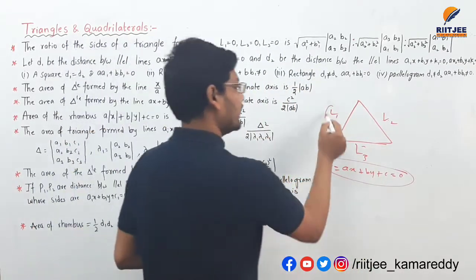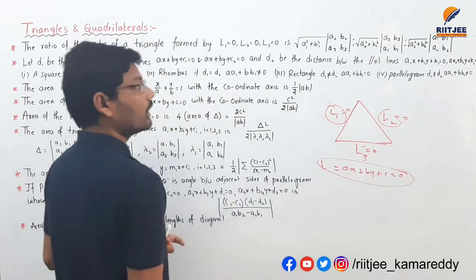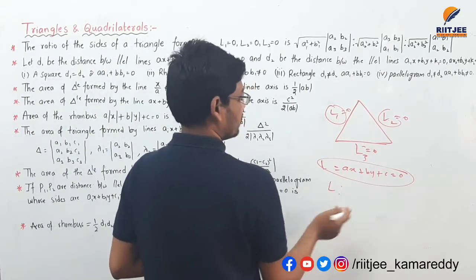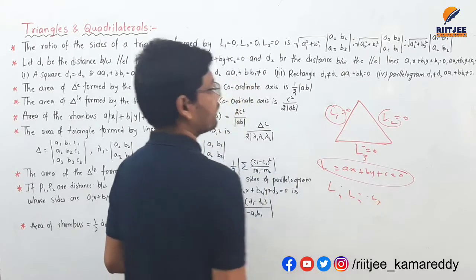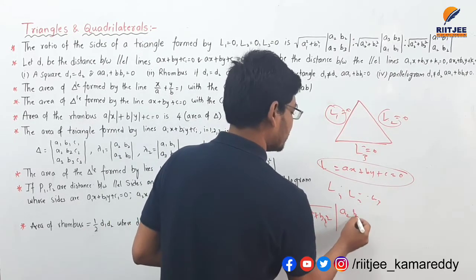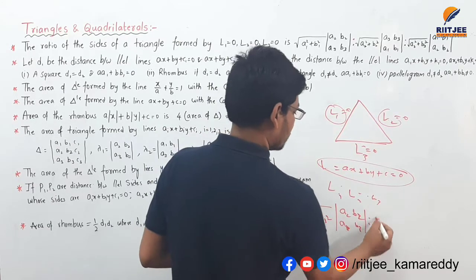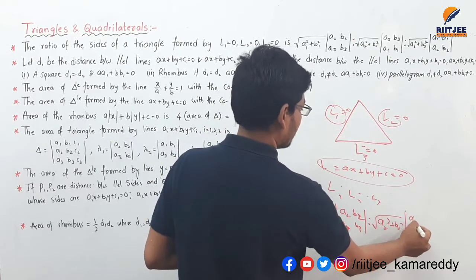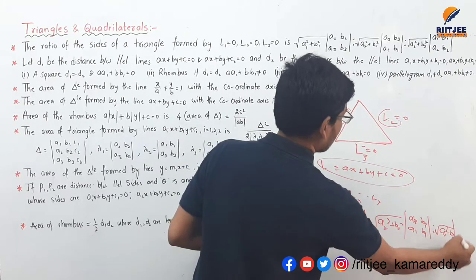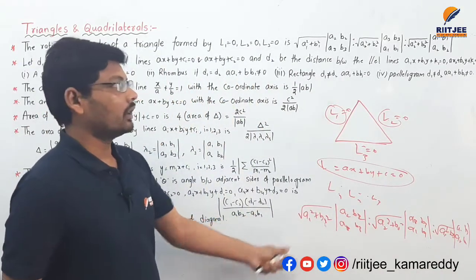So if you have 3 lines, L1 = 0, L2 = 0, L3 = 0, in the form ax + by + c = 0, and you want to find the ratio of lengths L1 : L2 : L3, then it will be square root of a1 square plus b1 square into modulus of the determinant a2 b2, a3 b3; and square root of a2 square plus b2 square, modulus of a3 b3, a1 b1; and square root of a3 square plus b3 square, modulus of a1 b1, a2 b2. How to remember this formula?